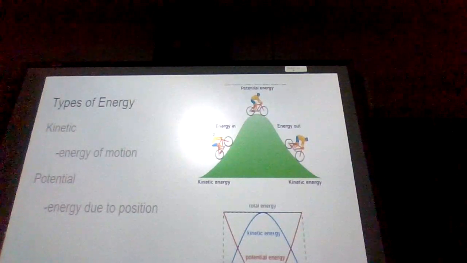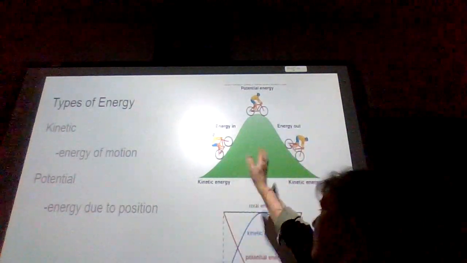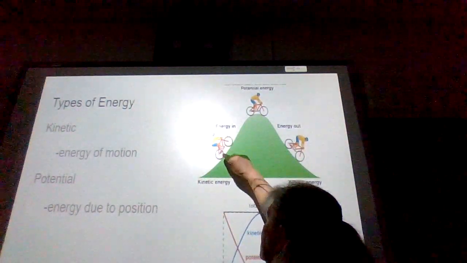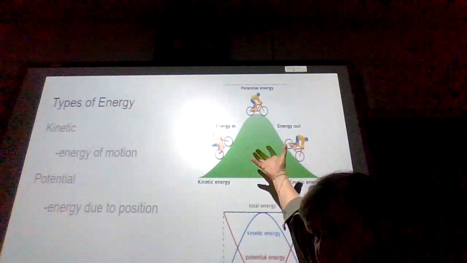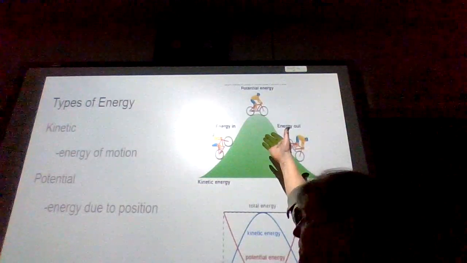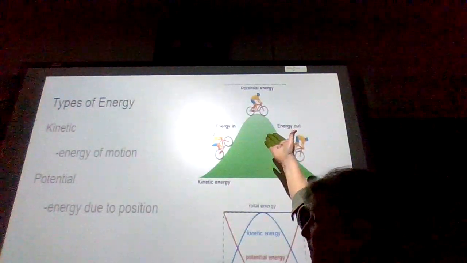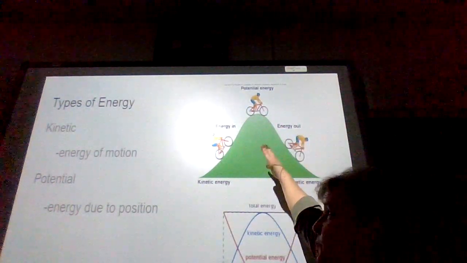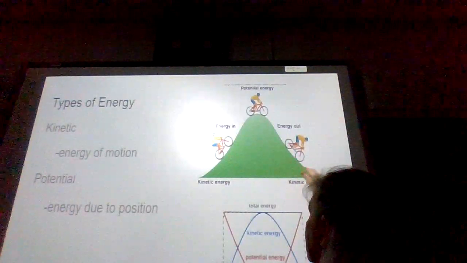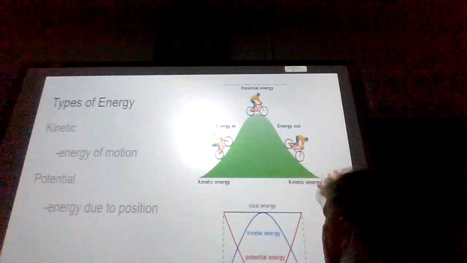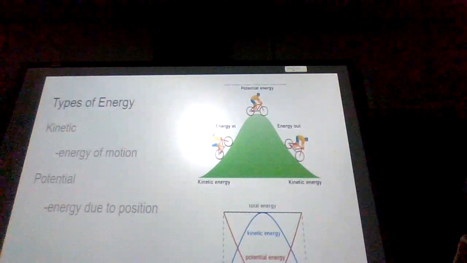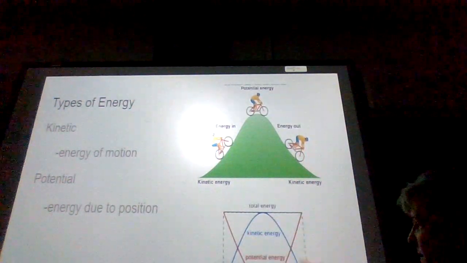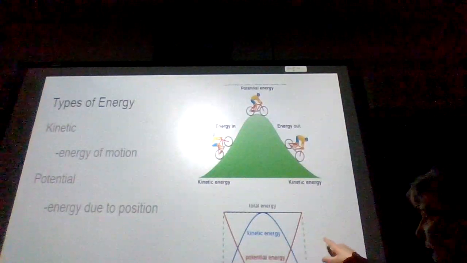So again, if you're looking at the bike rider here on the hill, we've got kinetic going up here. So we're getting closer to the top. Our kinetic energy decreases because we tend to get slower. Stop at the top. At this point, we have zero kinetic energy, but we have lots of potential. And then we're coming down here. And again, at this point, my kinetic energy is increasing because I'm going faster and faster and faster. And what you'll notice if you're graphing these is they kind of balance each other out.